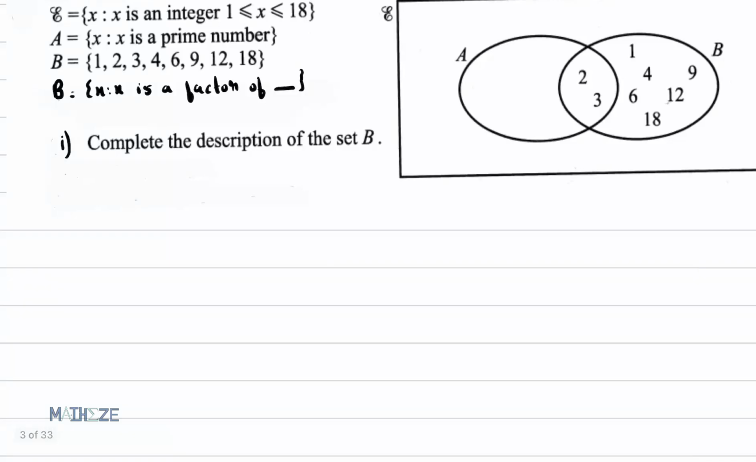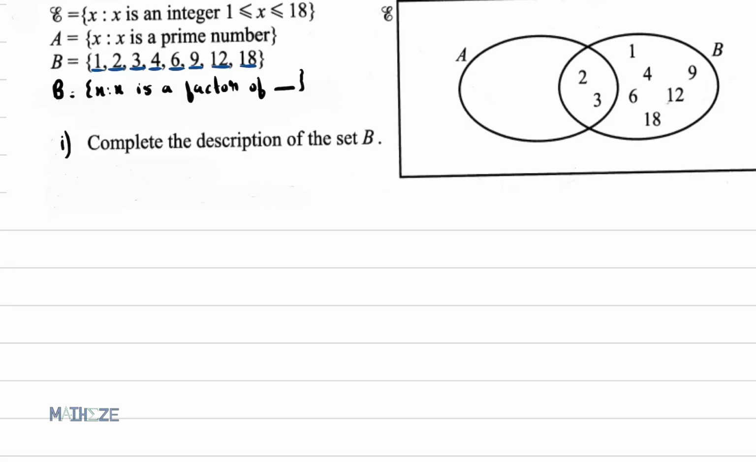It says the universal set is from 1 till 80. Set A is prime numbers, and set B is 1, 2, 3, 4, 6, 9, 12, 18. There's also a description of set B that it is the factors of, fill in the blank. You need to describe set B. If you notice, the numbers written in set B are the factors of which number? If you see 1, 2, 3, 4, 6, 9, 12, and 18, they all are factors of 36.